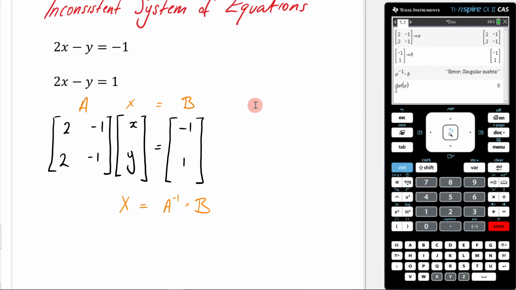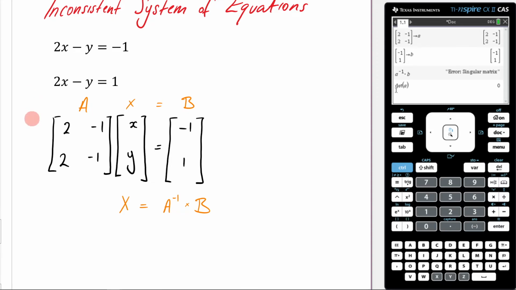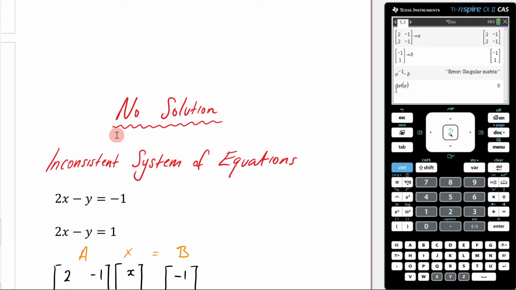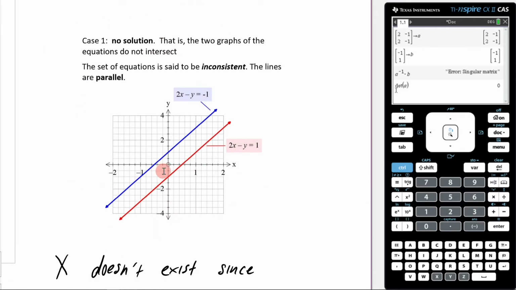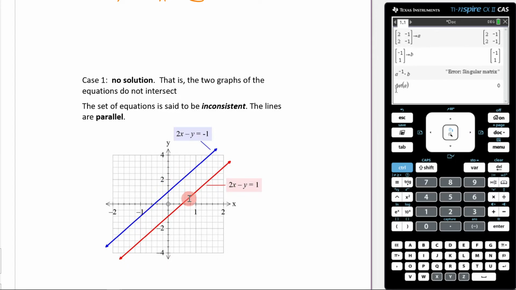So this is when you have inconsistent systems of equations. Inconsistent is the key word there. Inconsistent systems of equations. And graphically, it looks like this. When the lines are parallel to each other, so there is no solution. No solution, that is the two graphs of the equations do not intersect. The set of equations is said to be inconsistent.